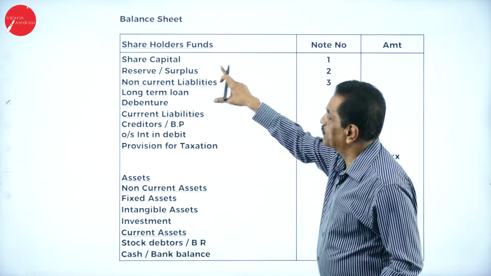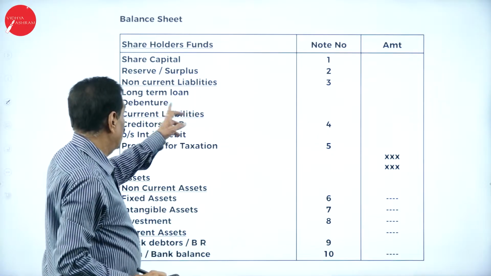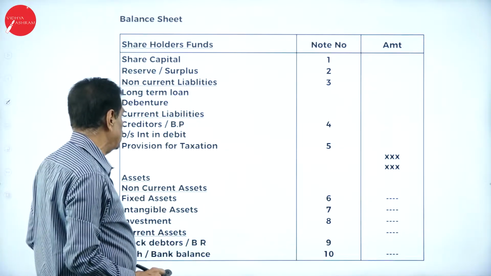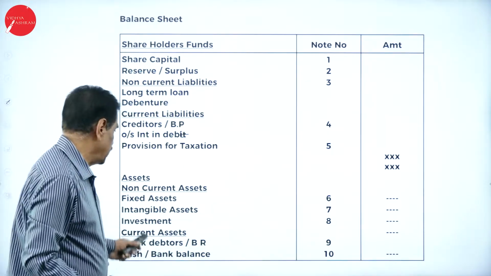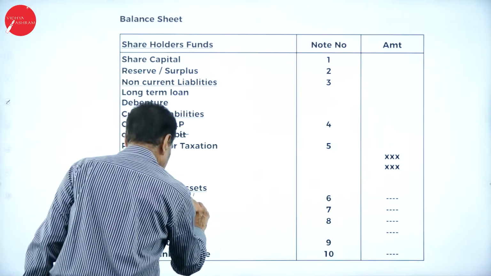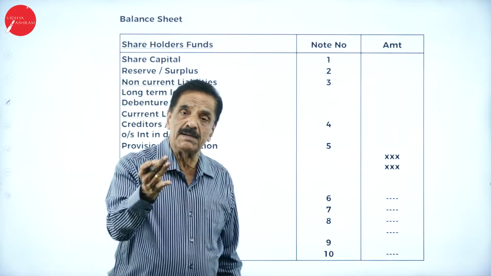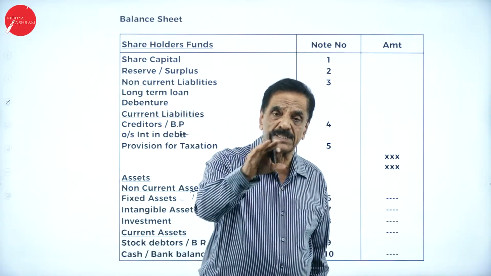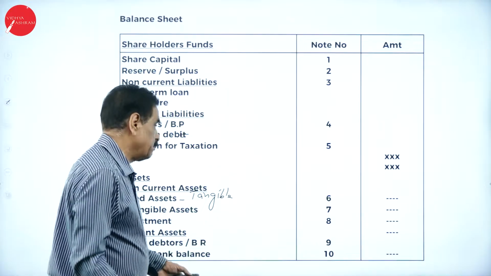Balance sheet, shareholders fund: share capital 1, reserve 2, surplus. Non-current liability: long-term loan, debenture. Then current liability: creditors and BP, outstanding interest on debenture, provision for taxation. Then asset side, fixed asset: tangible means land, building, machinery, furniture, motor car. Intangible asset means goodwill, patents and trademarks. Then investment, current asset, stock, debtor, BR, cash and bank balance.